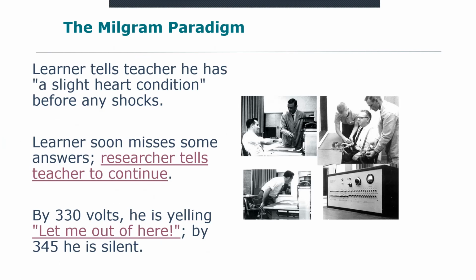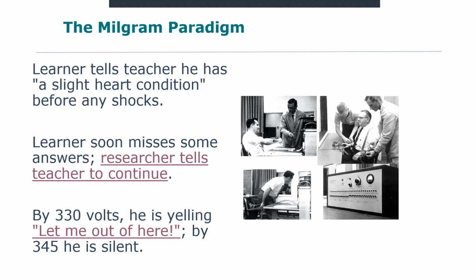The subject, the actual subject, the guy doing the shocking, the teacher, first hears something when they get up to 75 volts. He hears the learner from the adjoining room. He hears him grunting, like it hurt him. So it's a sound of pain. And that's the first time he hears it, at 75 volts. Remember, this goes up to 450.